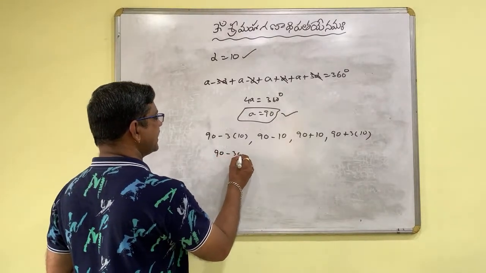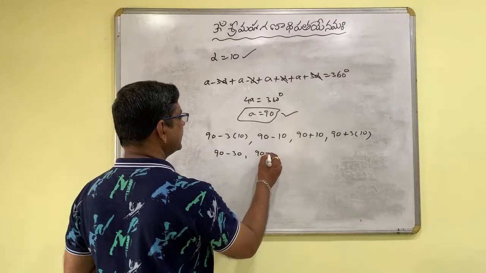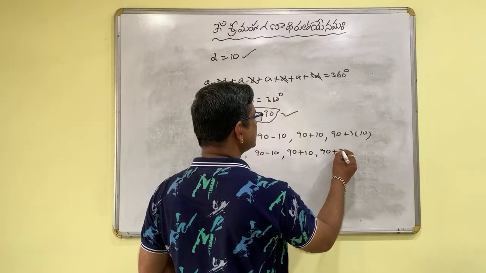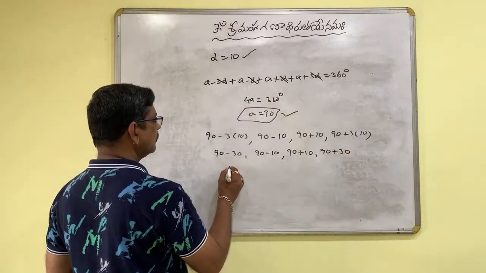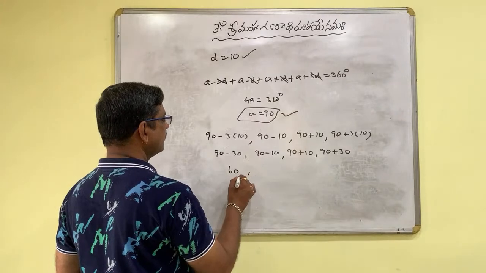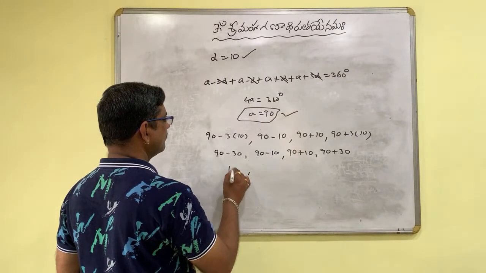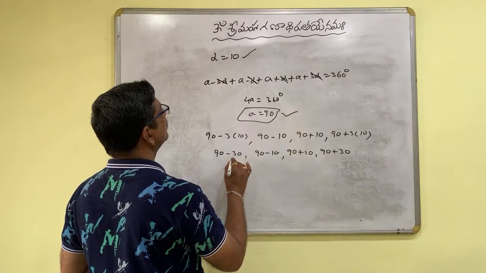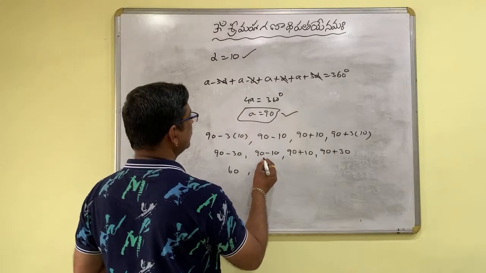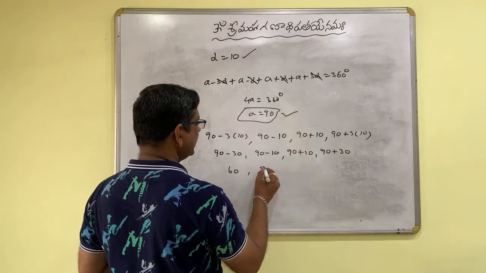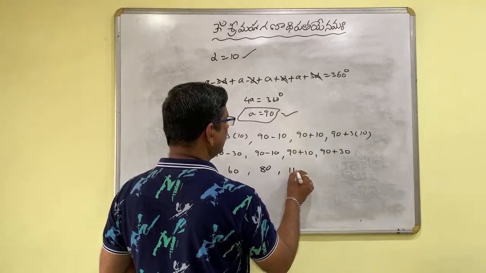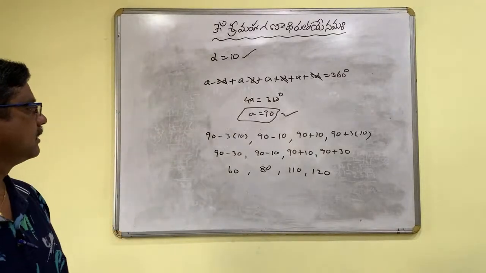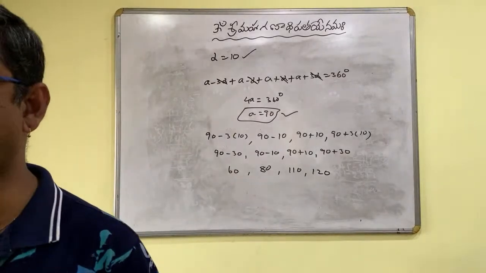90 minus 30, 90 minus 10, 90 plus 10, 90 plus 30. So 60, 80, 110, 120. Is this right? 100.